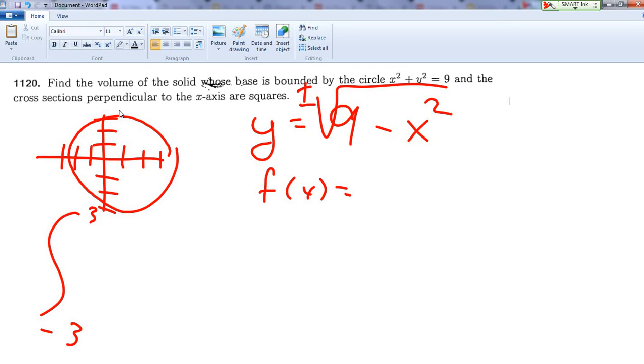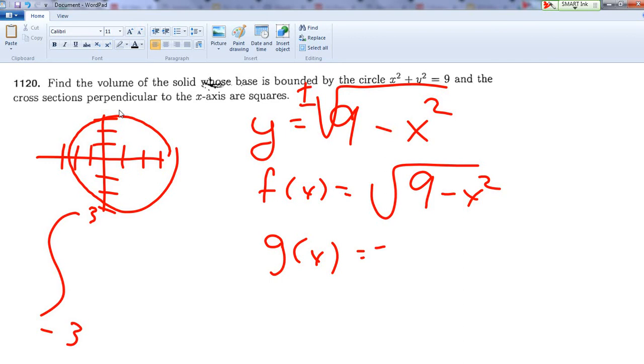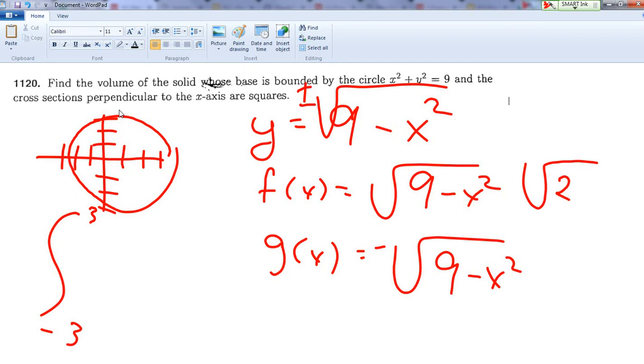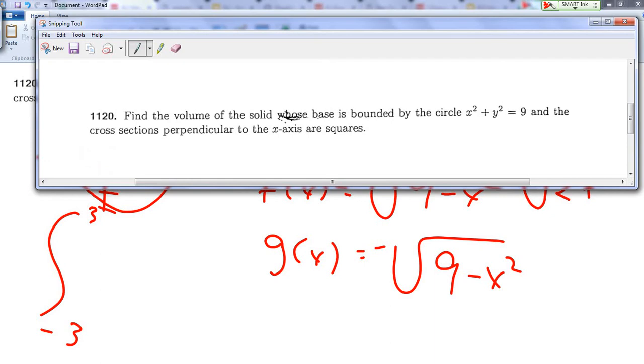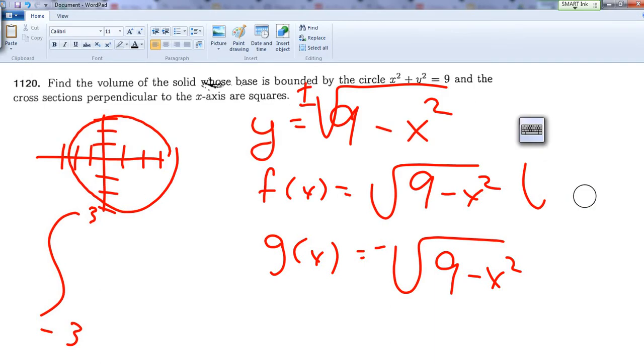Square root of 9 minus x squared. G is negative square root of 9 minus x squared. Can you do anything with these? Can't you simplify them? Tell me how. 3 minus X and negative 3 minus, and then 3 minus X is negative outside of it. So you're saying that we have a negative x.